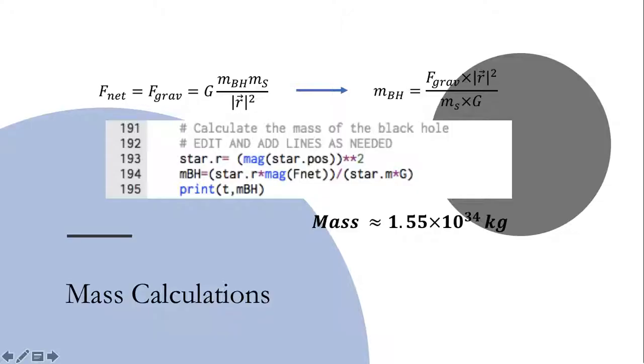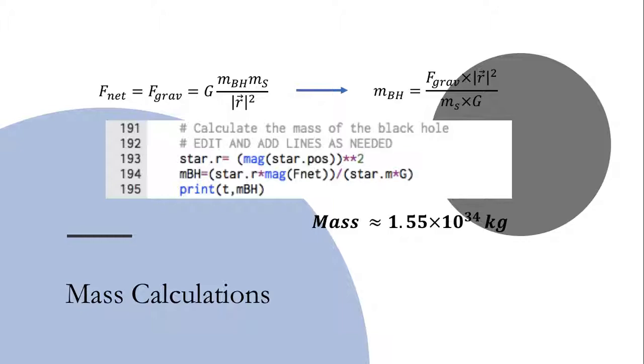To calculate the mass of the black hole, we rearranged the gravitational formula to isolate the mass of the black hole. The first thing that we did was take the magnitude of the star's position calculated in the previous while loop and square this. We then said that the star's position squared times the magnitude of net force divided by the star's mass times gravity is equal to the mass of the black hole. We then printed the time that the mass was calculated and the mass of the black hole.